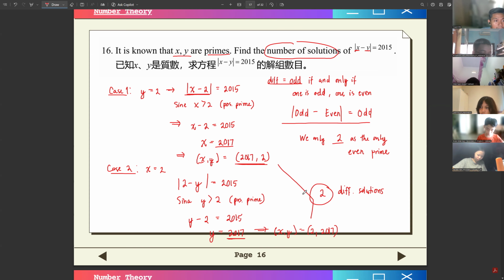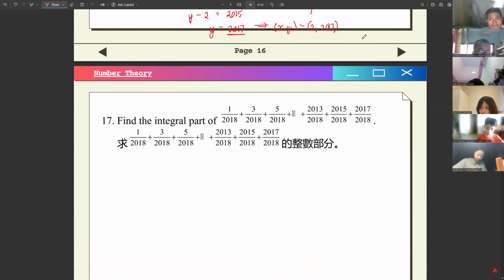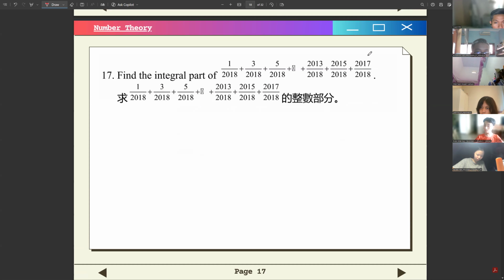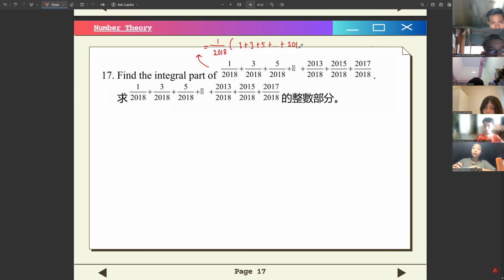If there are none, let's have number 17. Find the integral part of this expression. So what do we notice from this? We can just factor out the 1 over 2018, the denominator part, and we will be left with 1 plus 3 plus 5, and so on until 2013, 2015, 2017. This is just a sum of odd integers.